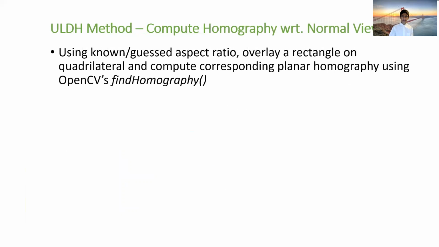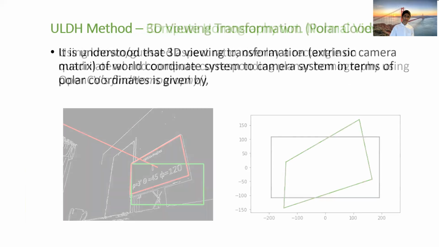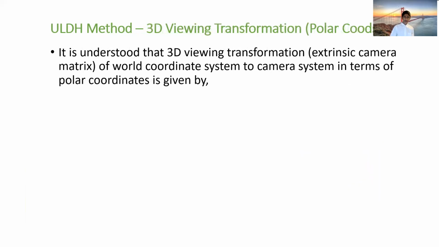Now is a good time to start diving into our proposed ULDH method, or upper-lower decomposition of homography. To start the upper-lower decomposition of homography method, we estimate the planar homography using the 4-point method in OpenCV and overlay a rectangle on the detected quadrilateral. We also know from camera 3D geometry that the viewing transformation matrix can be written in terms of polar coordinates, rho, theta, and phi as shown.